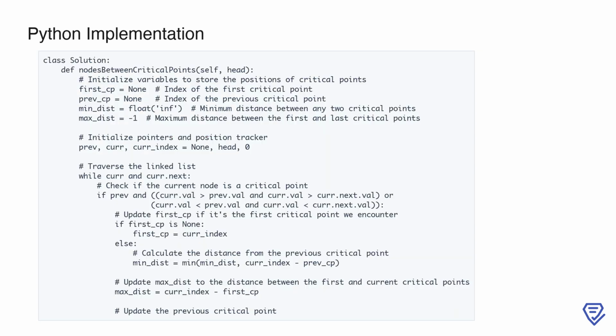Here, we start by defining a method called nodes between critical points within our solution class. The goal is to calculate the minimum and maximum distances between critical points in a linked list. To do this, we initialize several variables.